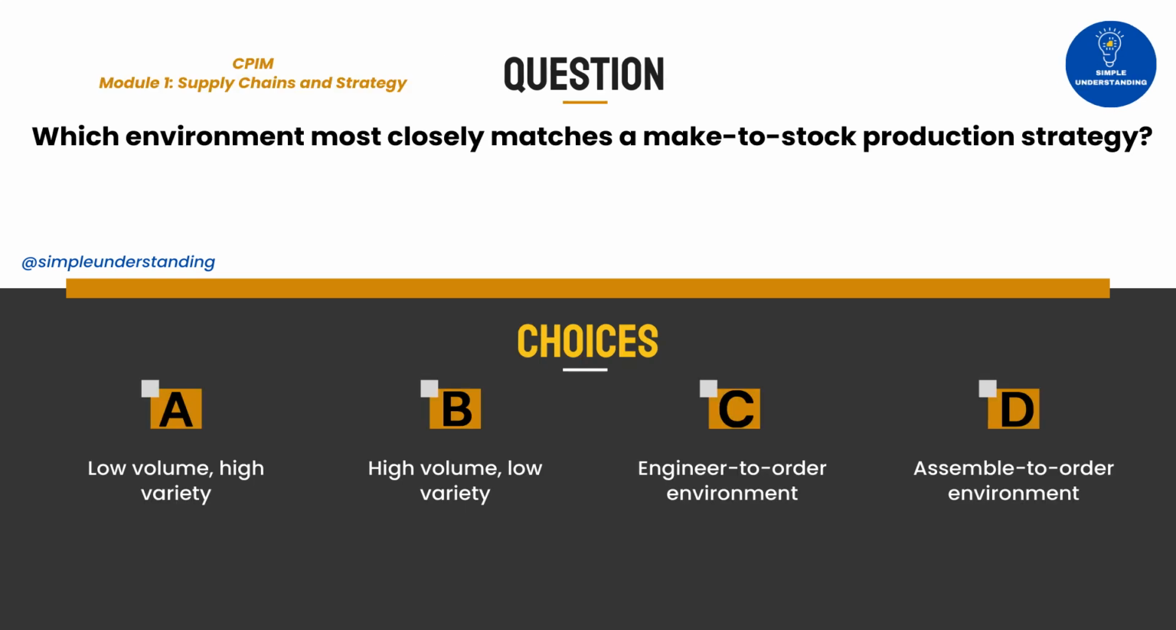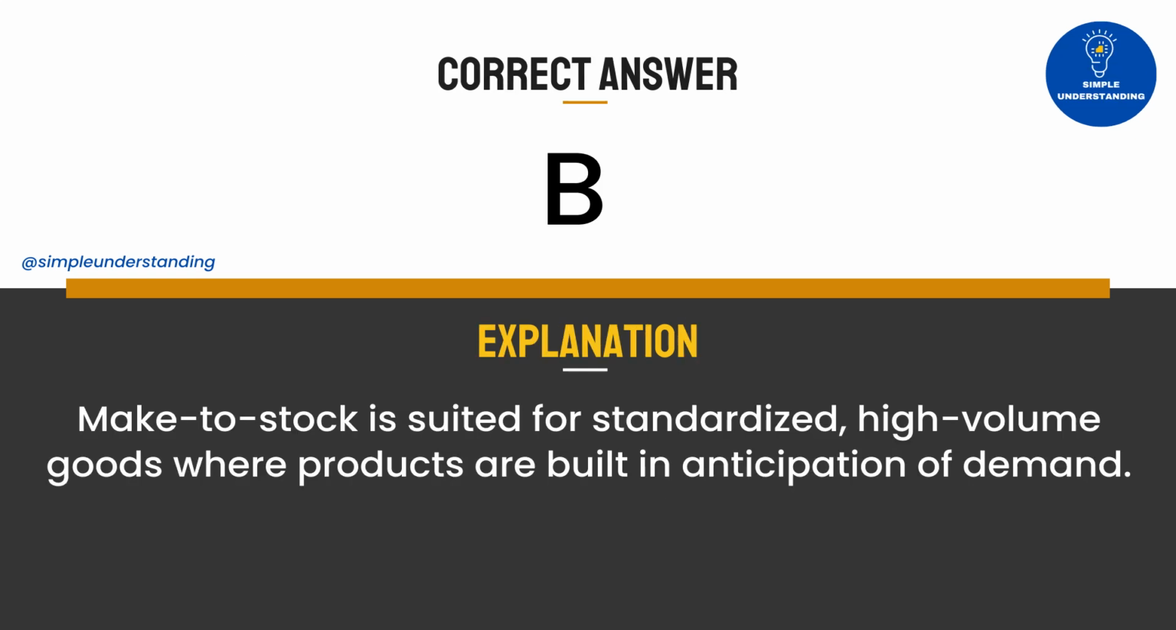Question 12. Which environment most closely matches a make-to-stock production strategy? A. Low volume, high variety. B. High volume, low variety. C. Engineer-to-order environment. D. Assemble-to-order environment. Correct answer. B.